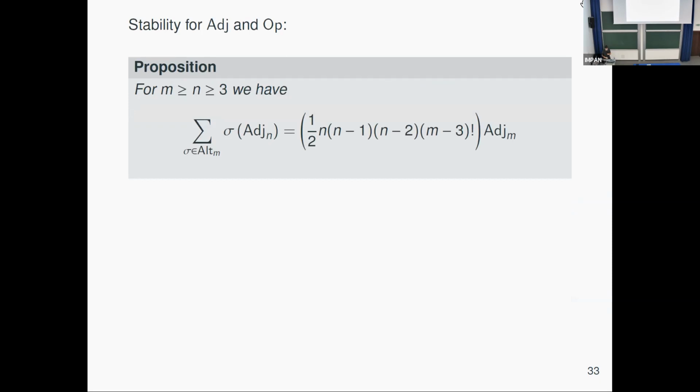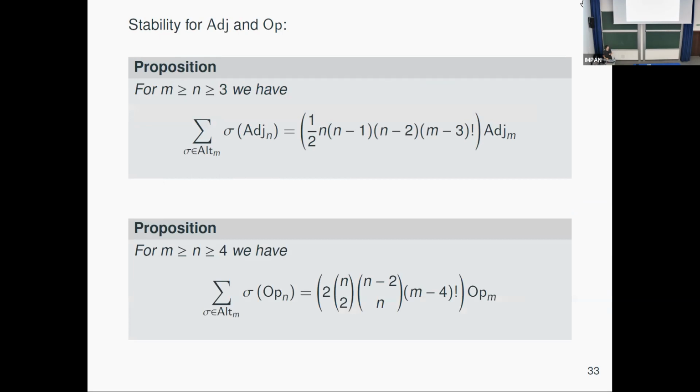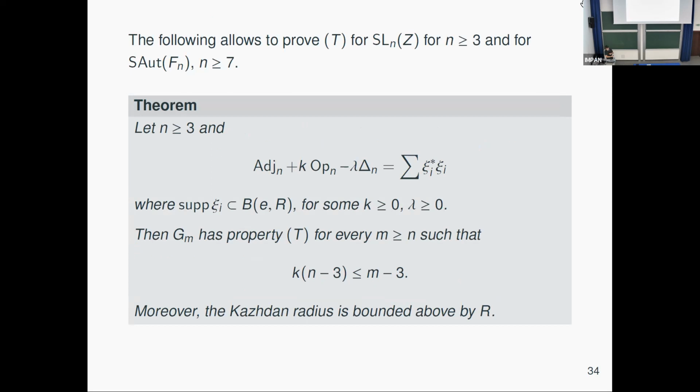And maybe I'm running out of time, so I'll just say that there are formulas that relate all of these: the adjacent part on the level M to the adjacent part on the level N, and so also for the opposite parts. And the main technical theorem is that if I can prove positivity of a certain element for the adjacent part at a level N, then under certain assumptions, I can get positivity for infinitely many levels from some point on, just by applying these formulas that decompose our equation into smaller pieces.